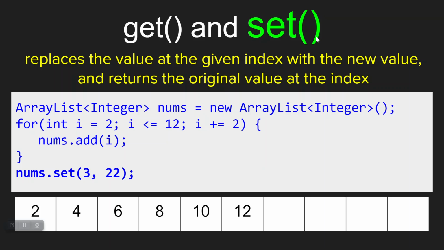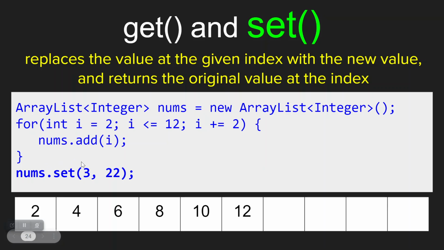Now we've got our set method. The set method replaces the value at the given index with a new value, and then it returns the original value at the index. So when we call the set method, you have to give it two parameters. The first parameter is the index where you want to set, and the second parameter is the value that you want to replace it with.